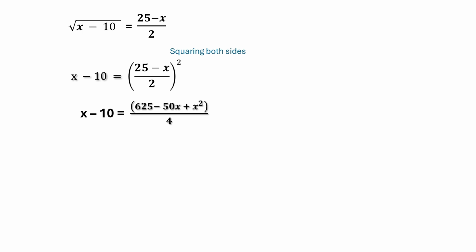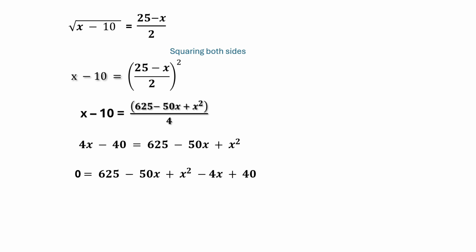Now we have 4x minus 40 equals 625 minus 50x plus x squared. Finally, let's move every single term to one side to form our standard quadratic equation. x squared minus 54x plus 665 equals 0. Now we need two numbers that multiply to 665 and add up to 54. With a little bit of factoring, we find they are 35 and 19.